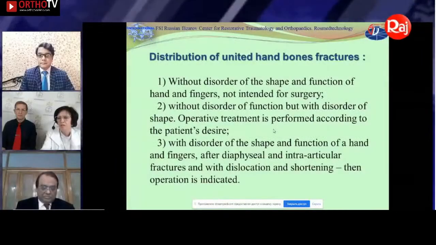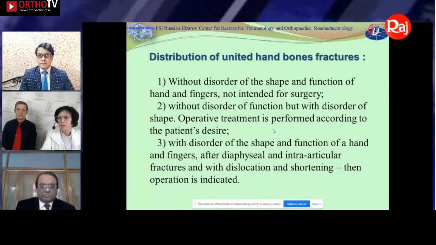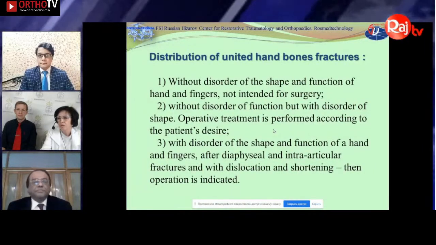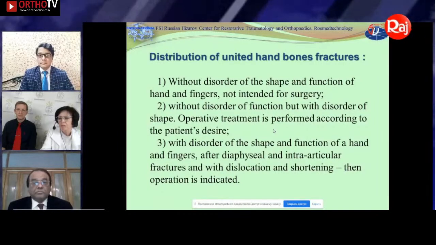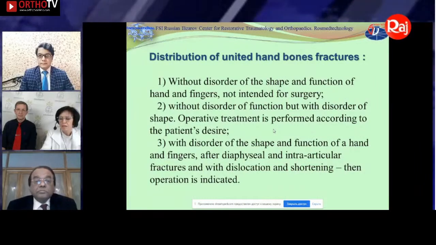We made this presentation together with Professor Sof. Distribution of united hand bones fracture. First, without disorder of the shape and function of hand and fingers, not intended for surgery. Two, groups without disorder of function but with disorder of the shape. Operative treatment is performed according to the patient's desire.